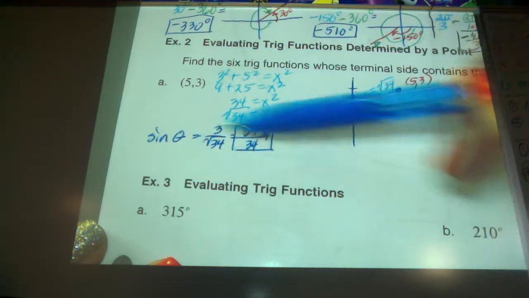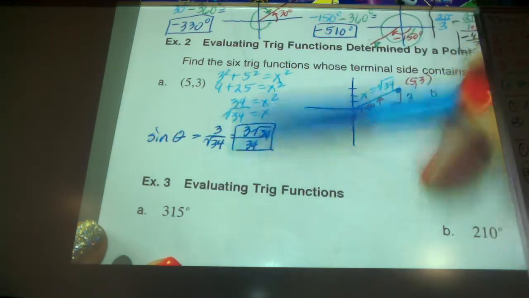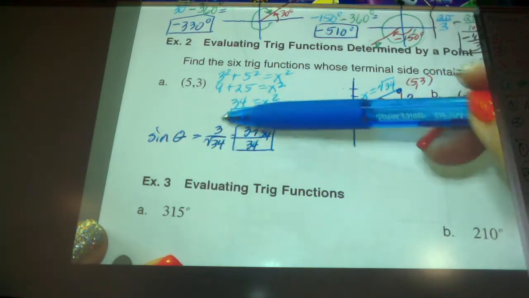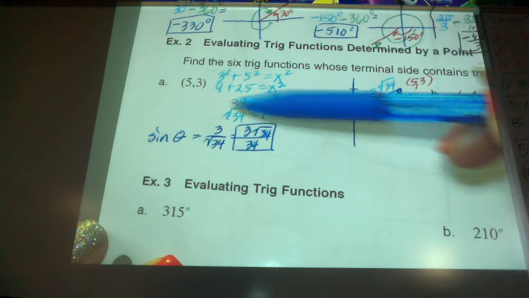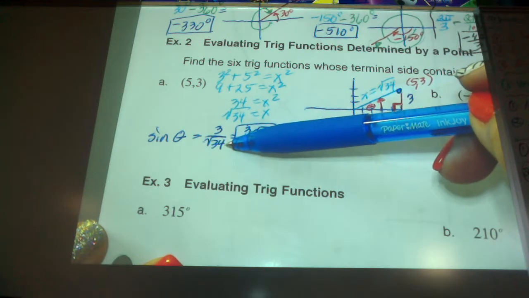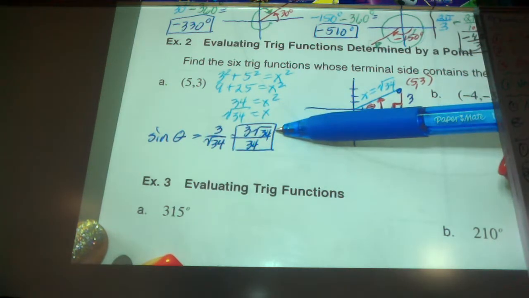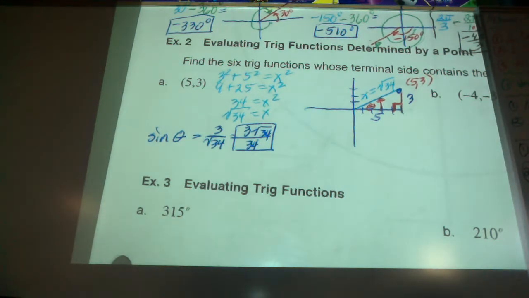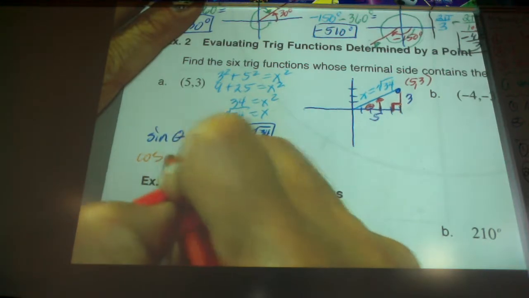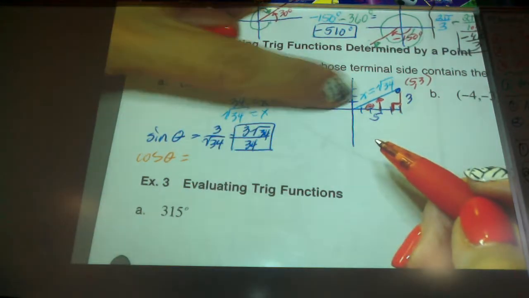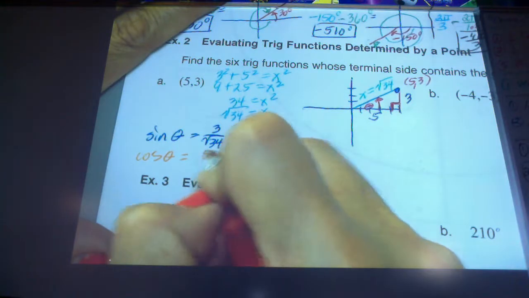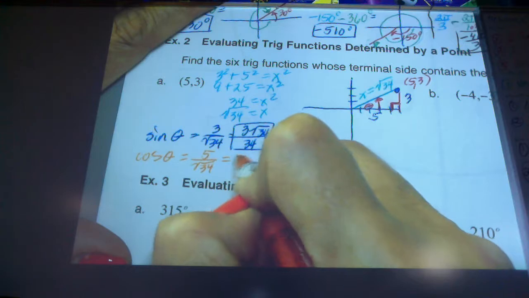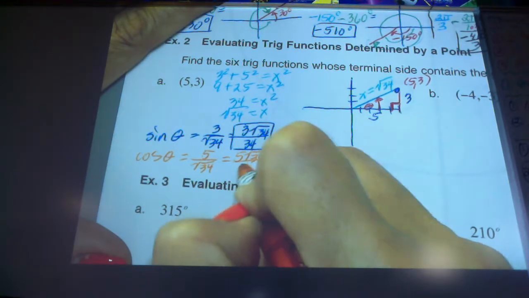I have a feeling they'll accept both answers, and if I were you, I'd stick with that answer. Isn't it easier? Are you okay if I go from here to here and not show the rationalizing? Because all I did was rad 34 over rad 34, and those we can't do anything other than multiply together, and that becomes just 34. So if you have an issue, you can show that rationalization. And so then cosine of theta is adjacent, which is 5, over the square root of 34. And again, rationalize, that would be 5 radical 34 over 34.